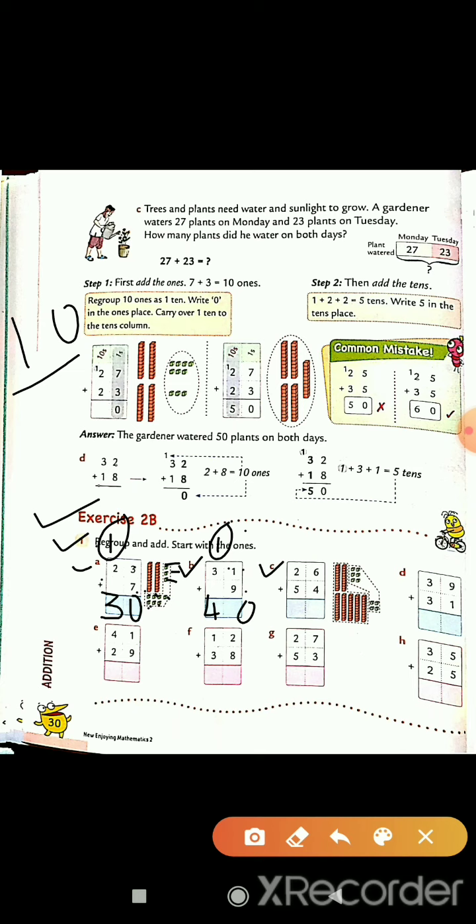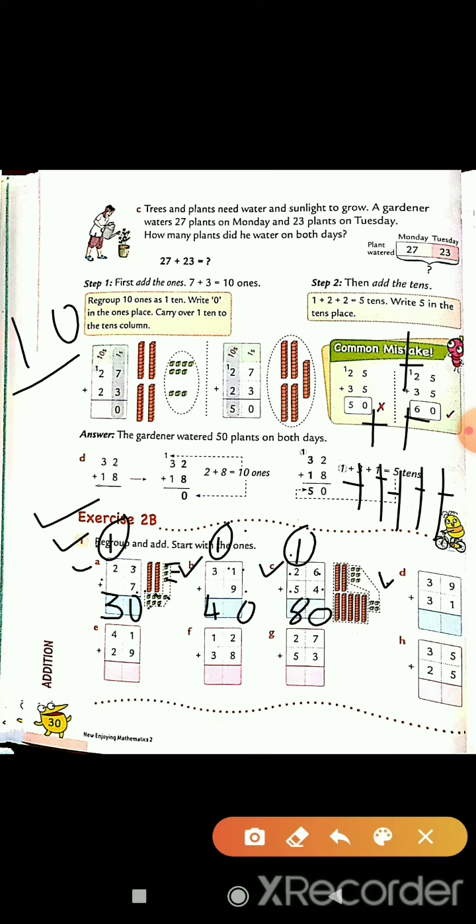C, 26 plus 54. At the ones place, 6 and 4 are there. 6 plus 4 gives us 10. So write 0 here and 1 at the tens column. 1, 2 and 5. Add them together. Count them together. 1, 2, 3, 4, 5, 6, 7 and 8. So here write 8 and your answer is 80.